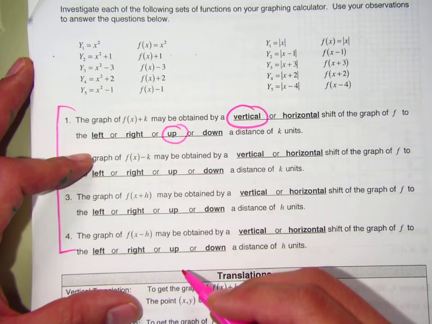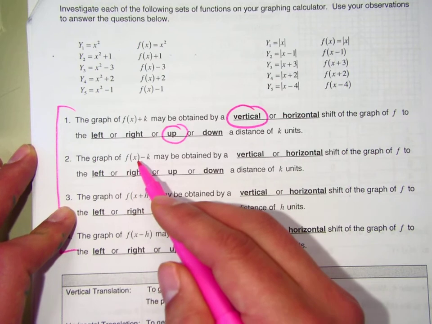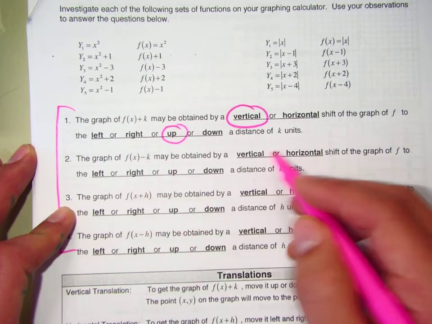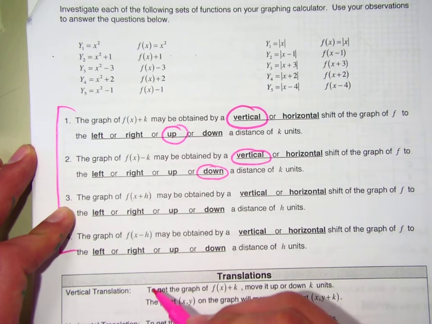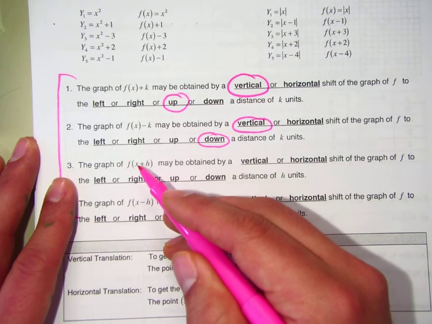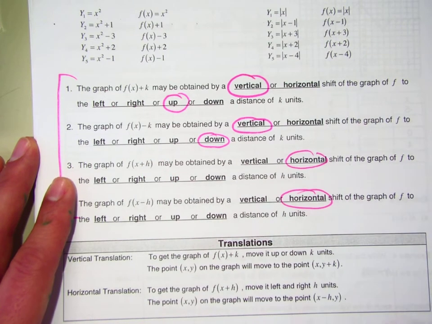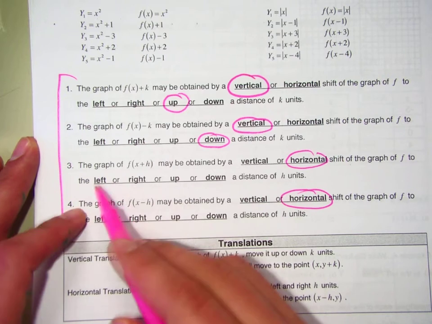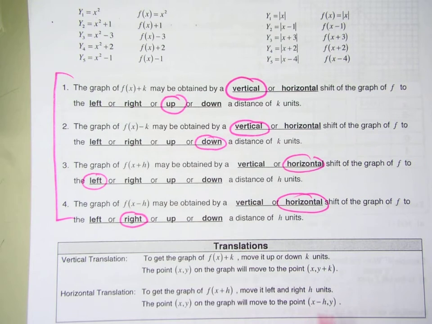Okay, do you guys see how I'm filling this out? When I have f of x and then I subtract k, also vertical, the only difference is it goes down. When I add something in the parentheses, those are now horizontal shifts because we're going left or right. And if I add, which way do I go? And if I subtract, it's right. Any questions on that?